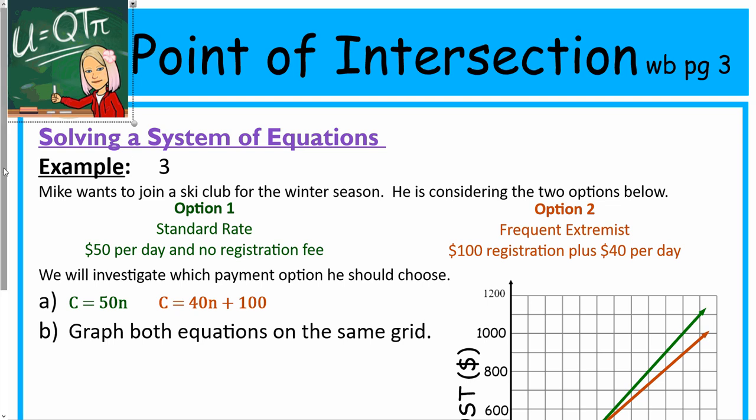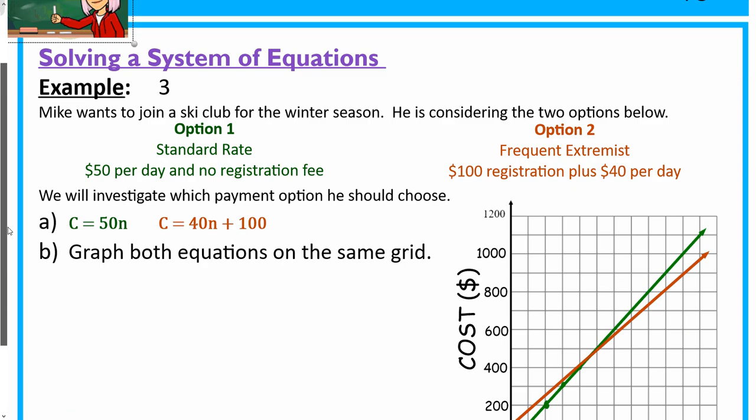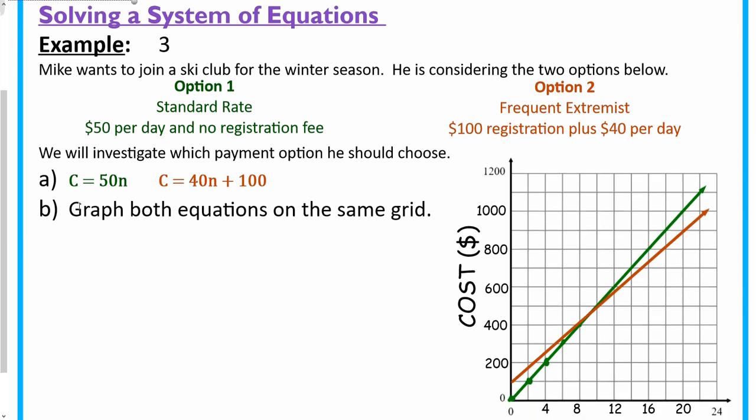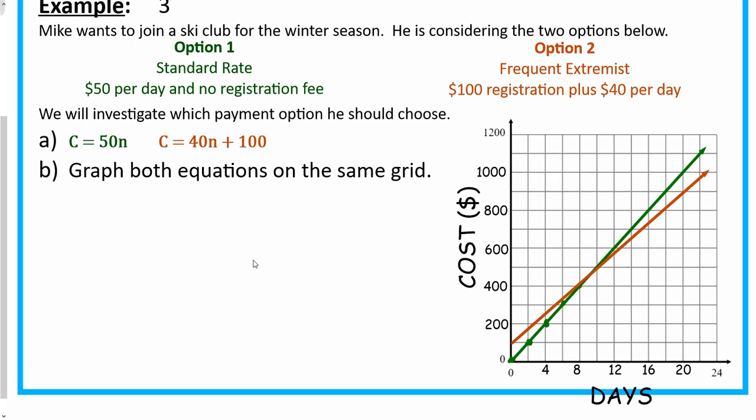All right, so for the second question, graph both equations on the same grid. So I went ahead and did that. For the first one, we're starting at 0, 0, and then for every day we're going up by 50, which means every 2 days we're going up by 100. So 2 days along the bottom, up 100, and I just continued the pattern for my green line. And then for the second equation, we're starting at 100, and then we're going up 40 for every day. So I graphed that, and you can already see that these lines cross at a certain point.